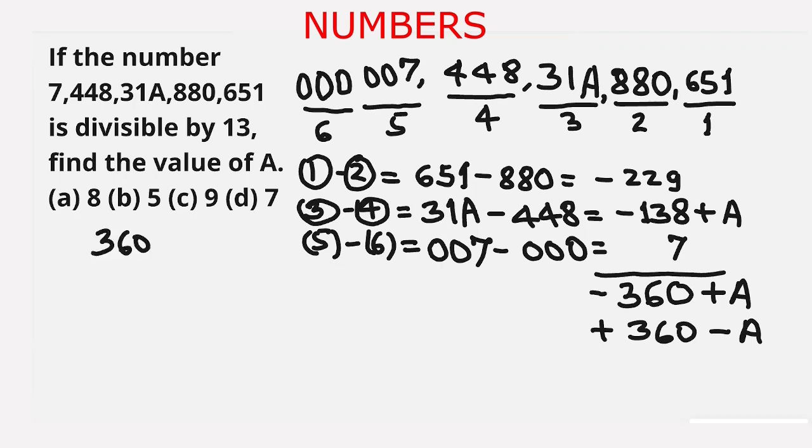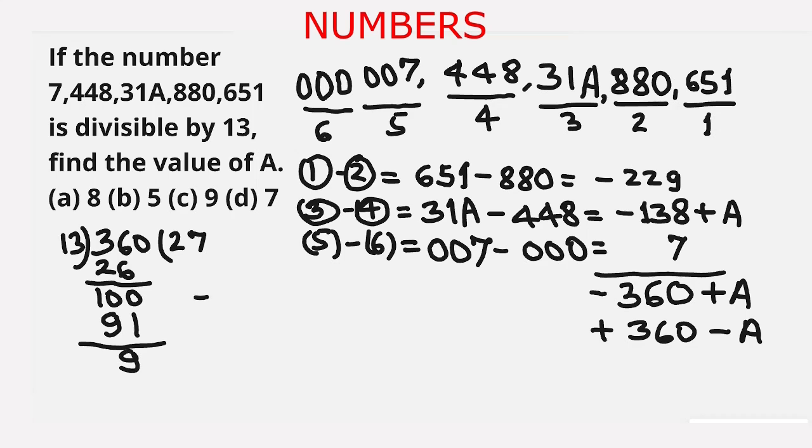So we divide 360 by 13. 13 times 2 is 26. Balance is 10. We carry 0. 13 times 7 is 91. Balance is 9. This gives, if we subtract 9 from 360, the number will be divisible by 13, but we have minus a as well. It means that 9 minus a should be equal to 0, so that there will not be any remainder. This gives a equal to 9.